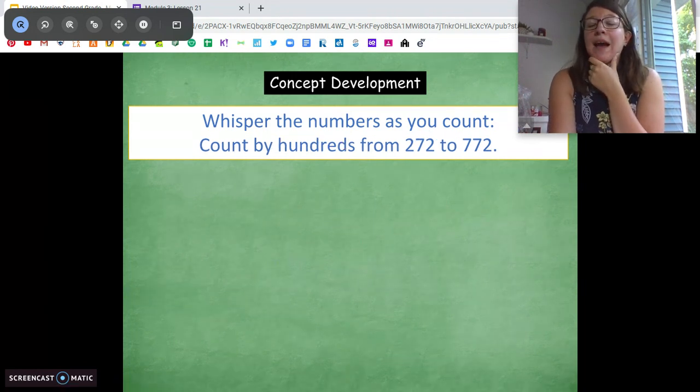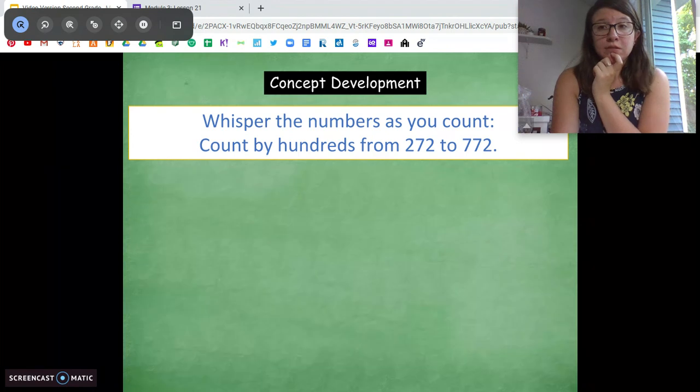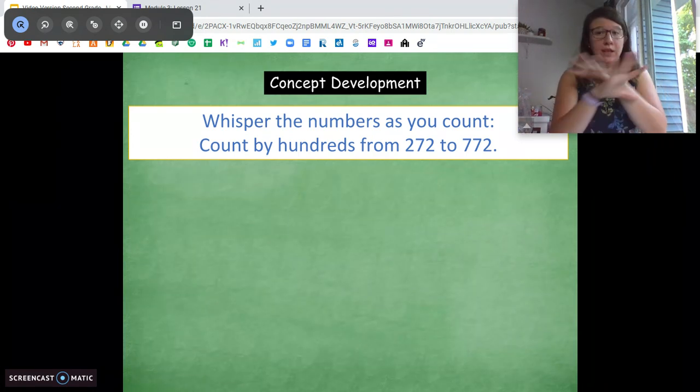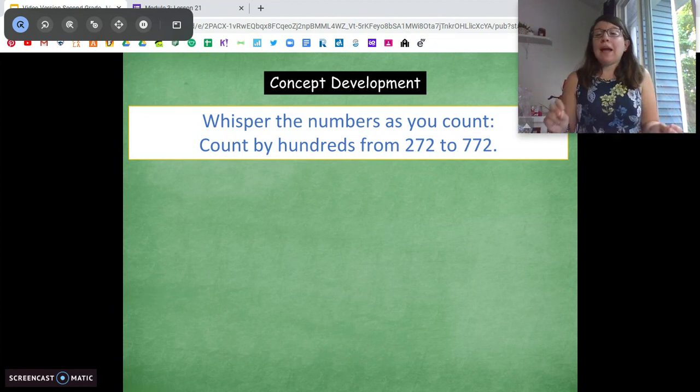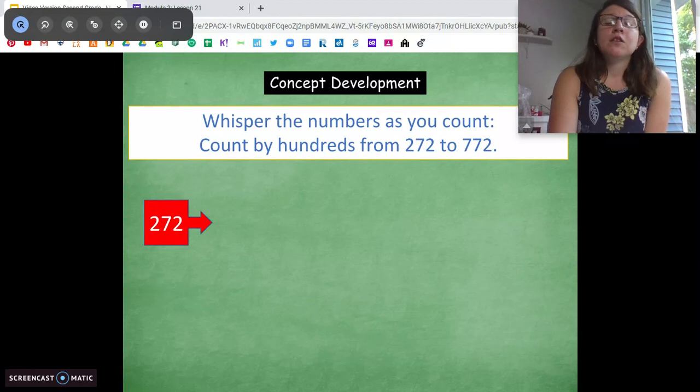All right, let's keep counting. Now we're going to count by hundreds. So where are you going to add your place value discs? To what place? The hundreds, tens, or the ones? Hundreds. Very good. So keep the 272. We're going to count by hundreds. Here we go. Add your place value discs and count with me.